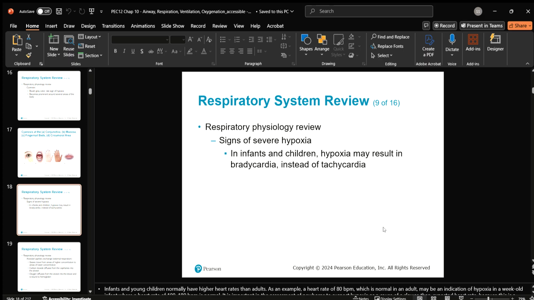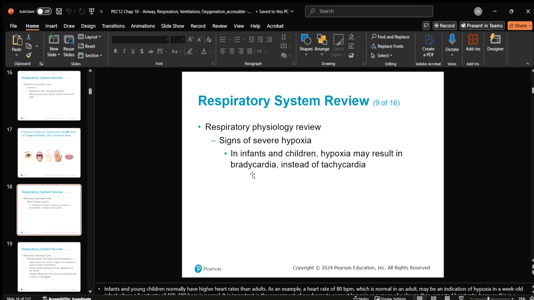This is also super important here. In children, hypoxia may result in bradycardia. Brady meaning what? Slowing, cardia, heart rate. Okay, so a slowing of the heart rate. In children, their heart rate is typically higher or lower than that of an adult? Higher. Okay, it's typically higher than that of an adult.